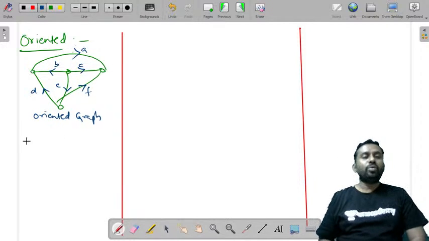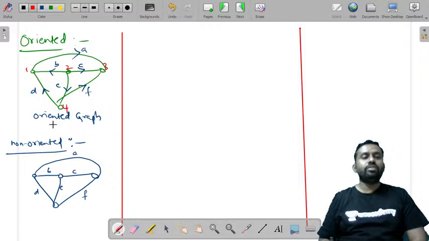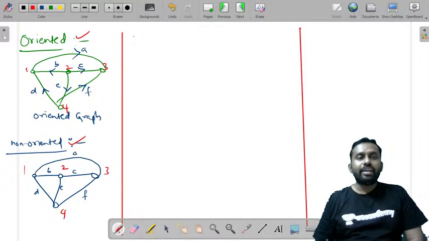Now what is a non-oriented graph? I told you already, once again I'm repeating. If in a graph the branch directions are not specified, you have just a, b, c, d, e, f, you have just specified them, and also nodes 1, 2, 3, 4, then this is called a non-oriented graph. The previous one is an oriented graph. Now let's see what is a planar and non-planar graph.